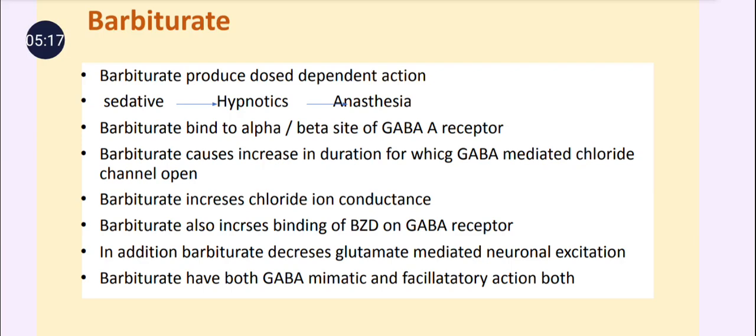Both benzodiazepines and barbiturates bind to the GABA A receptor. GABA A receptor is a ligand gated ion channel type of receptor. It is an ionotropic type of receptor, and the only difference is that the binding site of barbiturate is different, their mechanism of action is different, and the benzodiazepine binding site is different. Barbiturates bind at the alpha beta interface of the GABA A receptor, and once barbiturate binds, it increases the duration for which the GABA mediated chloride channel opens.